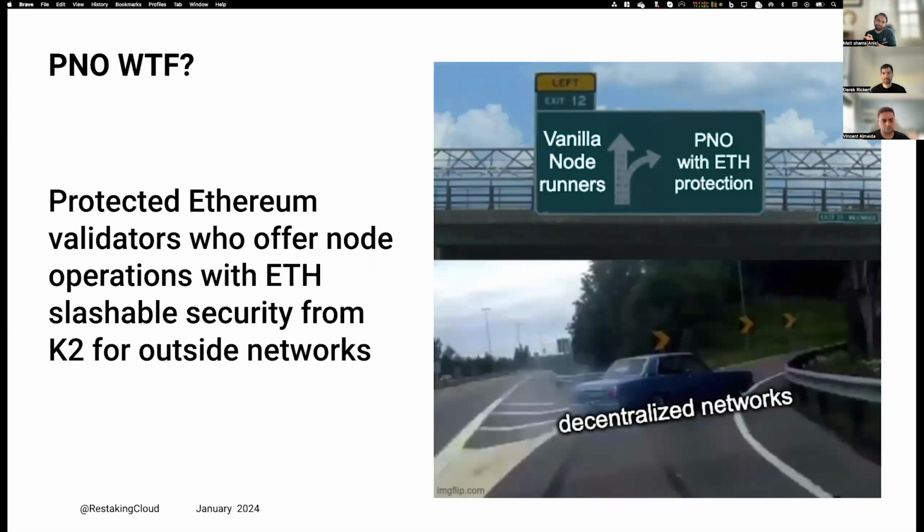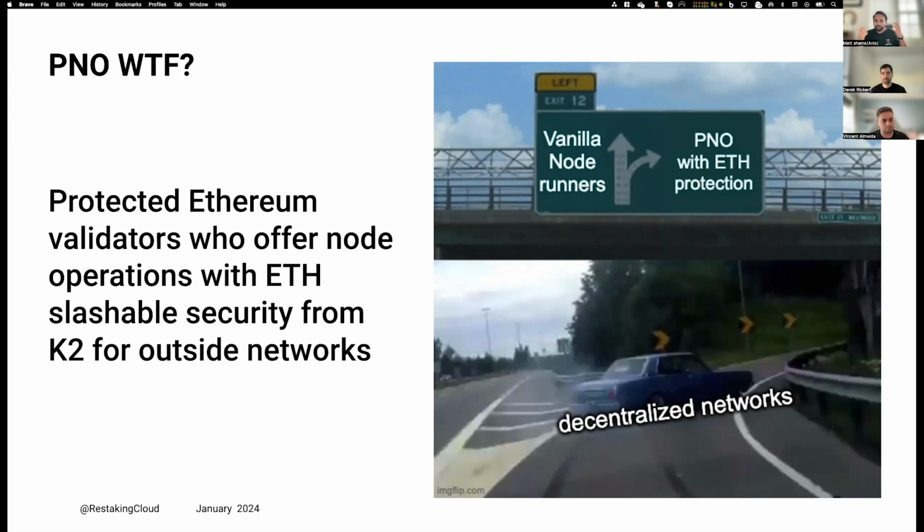So if they don't do anything from the predefined parameters that were set when you hired them, and you don't live up to your promise, I'm going to slash you. The coverage is provided by the K2, so that's additional ETH coverage. If you're a validator, if you're a P&O, you get ETH coverage. Very naive way to think about it.